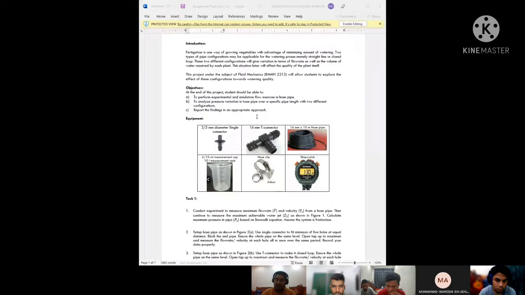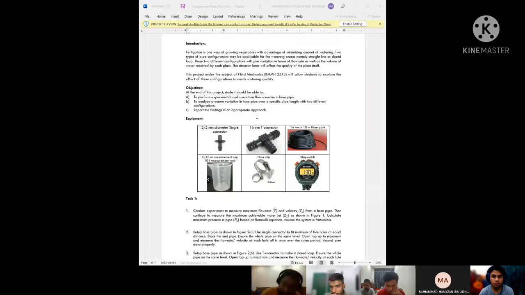Compared to the other group, they are using the orange hose pipe. For the orange pipe, I think we need not use it because they will not get the accurate diameter of the pipe. So I already surveyed at the Shopee.